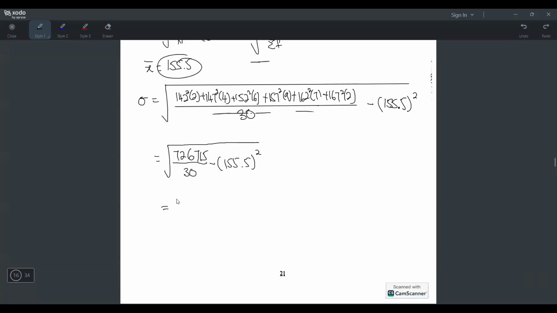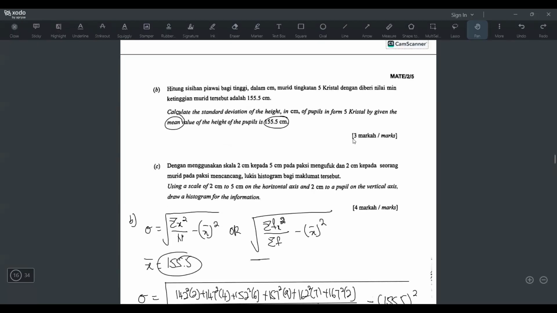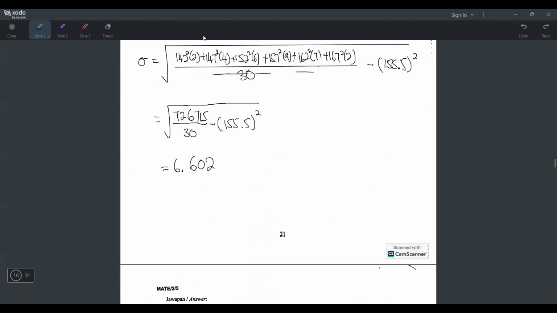So I hope you all make sure you know how to press the calculator, because a lot of students sometimes don't know how to press the calculator. So make sure you really know how to press it. Okay, I already finished question B. 3 marks for this. But they say standard deviation in cm, right? So I think it's better if I write the cm.